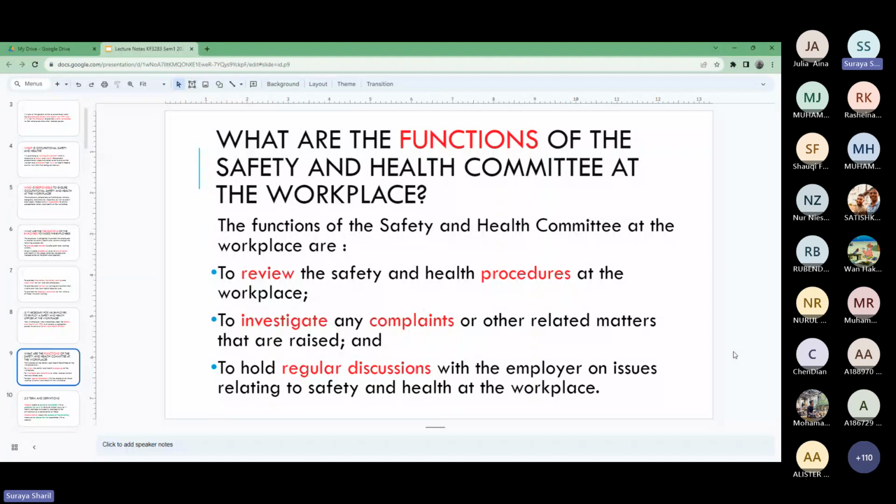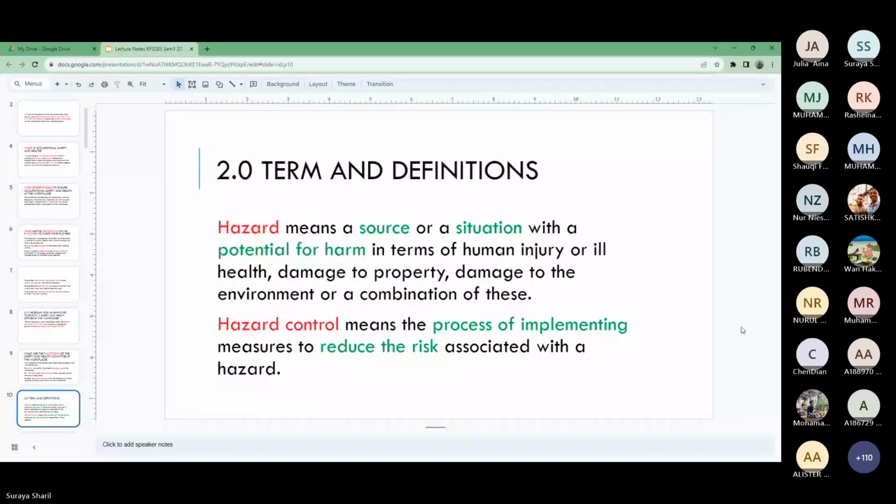Some terms and definitions. So what is hazard? Hazard means a source or a situation with a potential for harm in terms of human injury or ill health, damage to property, damage to the environment, or a combination of these. Hazard control means the process of implementing measures to reduce the risk associated with a hazard.